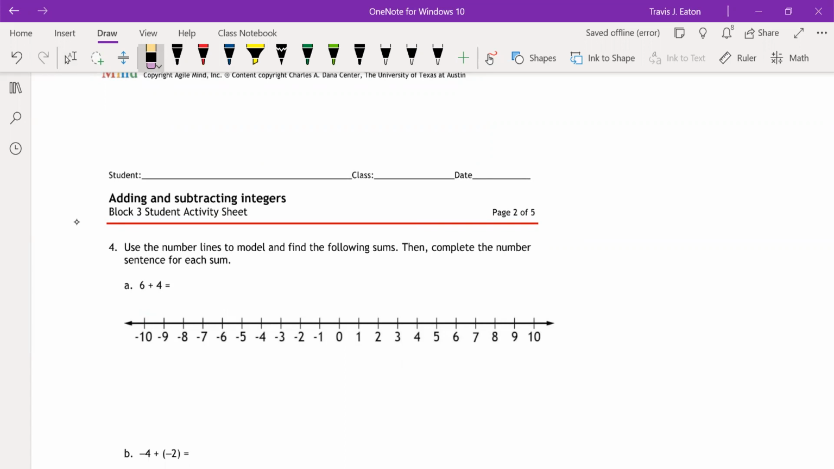So the first question we have here is, we're going to add 6 plus 4. Now, it's not like you don't know how to do this. You've added 6 plus 4 probably a bazillion times. But using a number line, you do it a little bit differently. So let me show you here.